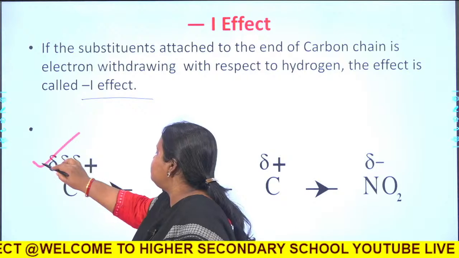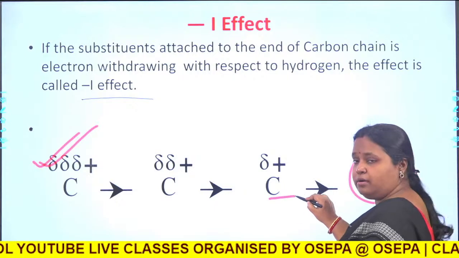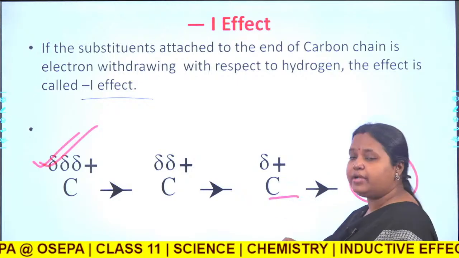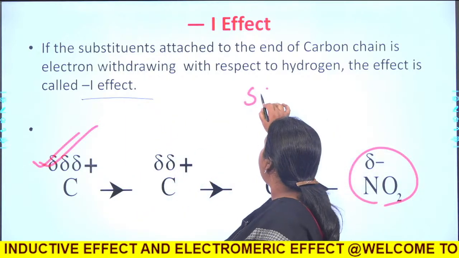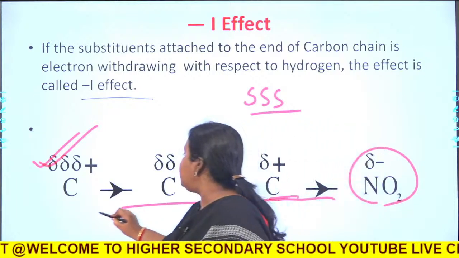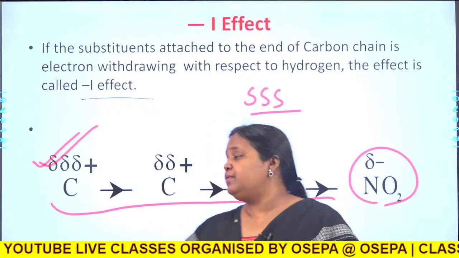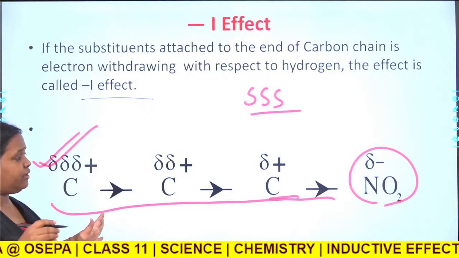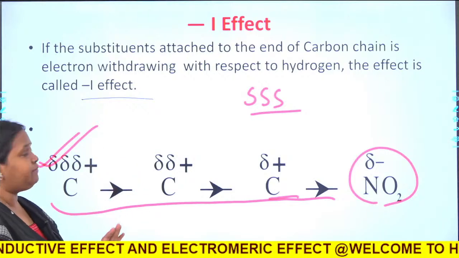This is an example. The nitro group present here pulls the electron away from carbon, hence the nitro group develops a partial negative charge, while the carbon develops a positive charge, delta plus delta plus. Remember that more deltas written means the value is greater. Throughout the chain there is polarization of electron density. So this is the inductive effect, the minus I inductive effect. So remember, if a group withdraws electrons from the chain or from the carbon atom, then it is called minus I effect.